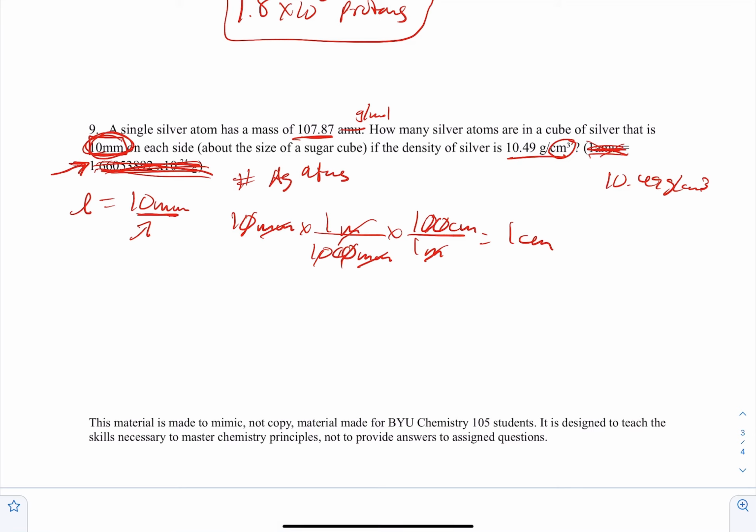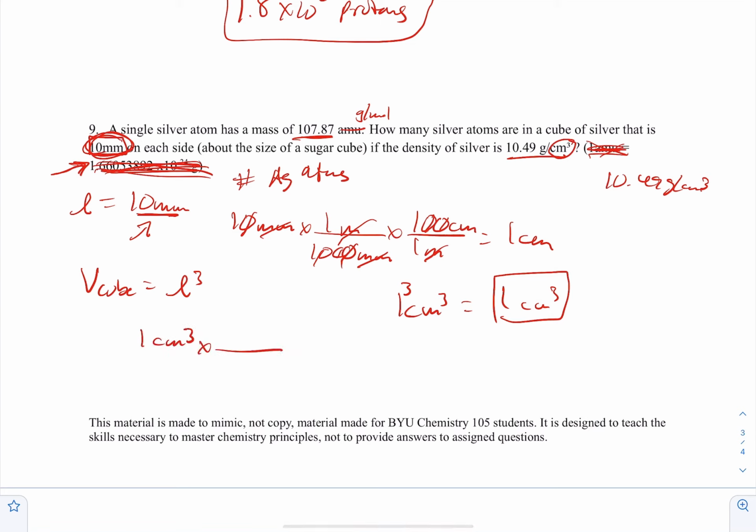So remember that the volume of a cube is just all the sides multiplied by itself, so I'll put length cubed. In this case, 1 centimeter cubed is just going to be 1 centimeter cubed. So this is the volume of the cube. All right, and that actually makes this a lot easier. So I just say this is now my measured value: 1 centimeter cubed multiplied by 10.49 grams per centimeter cubed. This would give me the mass of that cube because this is the density of silver.